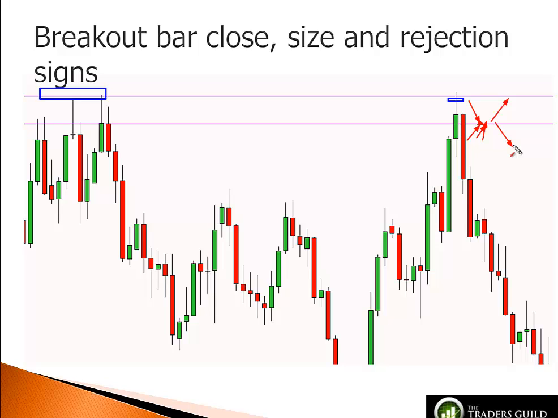You have to watch price action, which isn't the purpose of this strategy, not to sit here and watch it on the lower time frames. It's a higher time frame trading strategy. So you can see from this close that we've had a strong rejection.